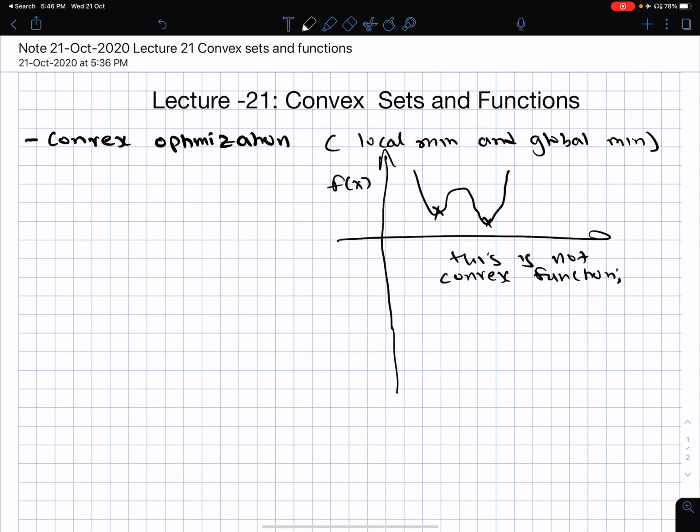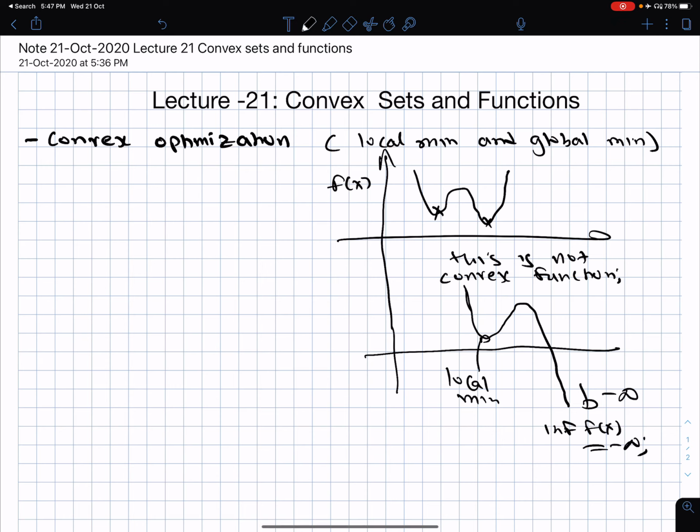Now, these are two different classes. This is another function which has only one local minimum, right? Where is the local minimum? This is the local minimum. And what about the global minimum? Actually, the function is going to minus infinity. So the infimum of this f of x is actually minus infinity. So this is also not a convex function.